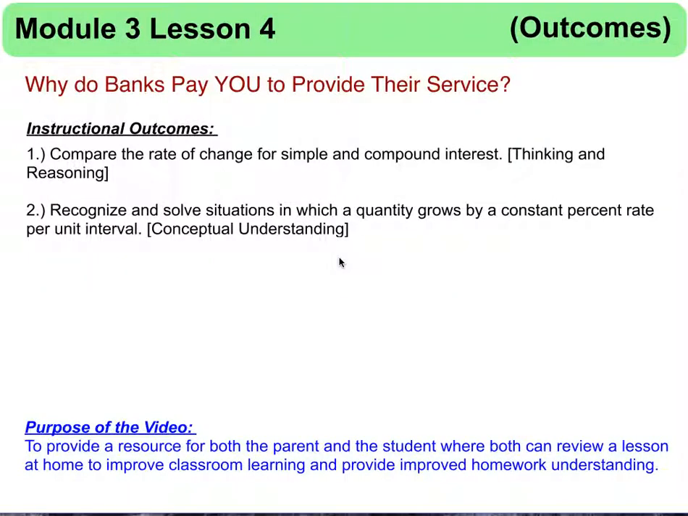Module 3, Lesson 4. Why do banks pay you to provide their services? So there are two instructional outcomes here. One is to compare the rate of change for simple and compound interest. So we're going to look at both of those formulas.